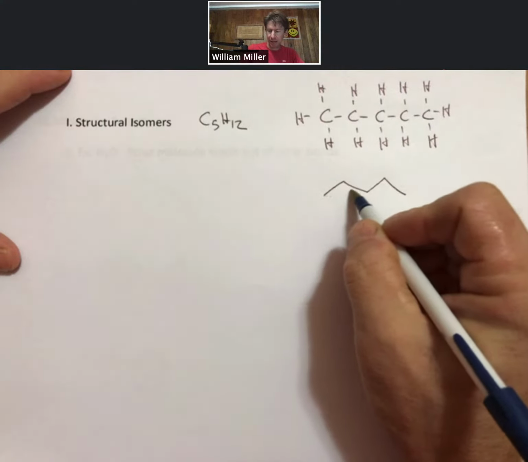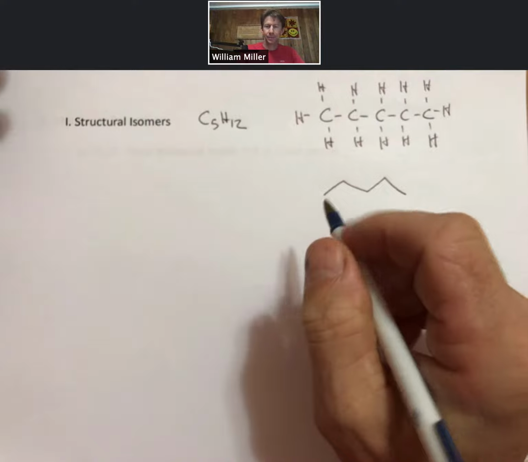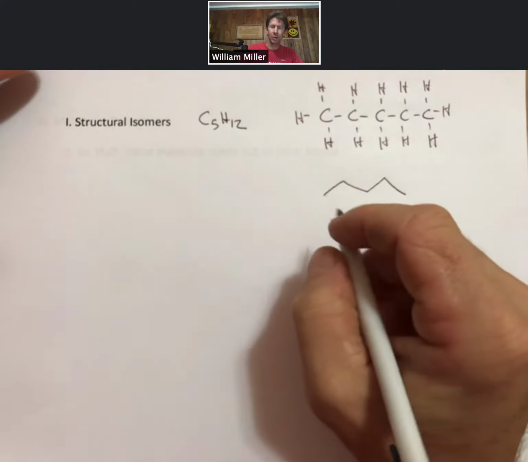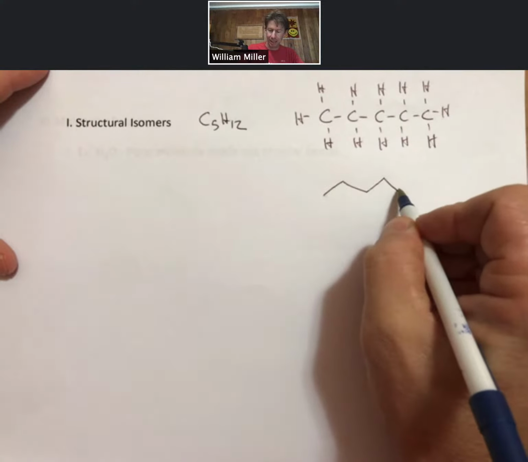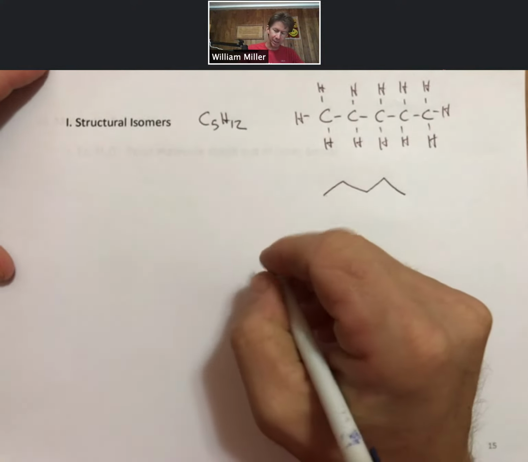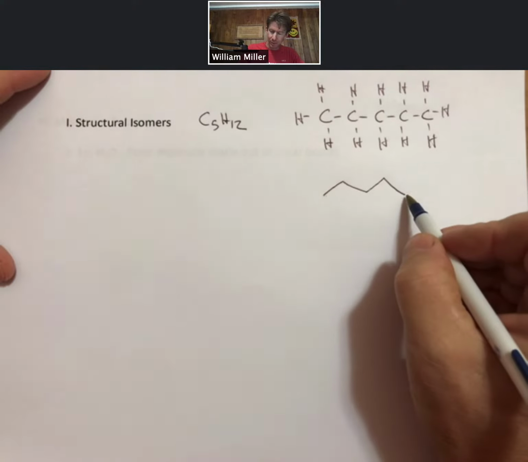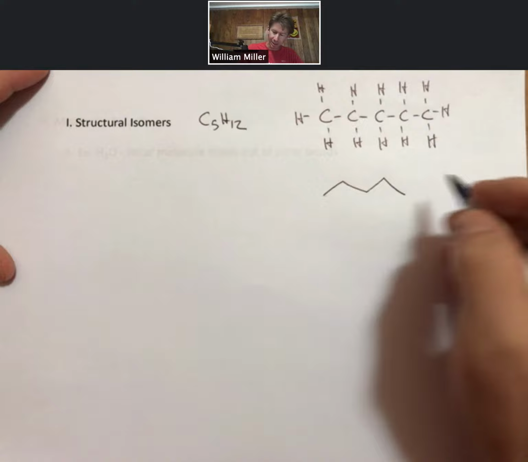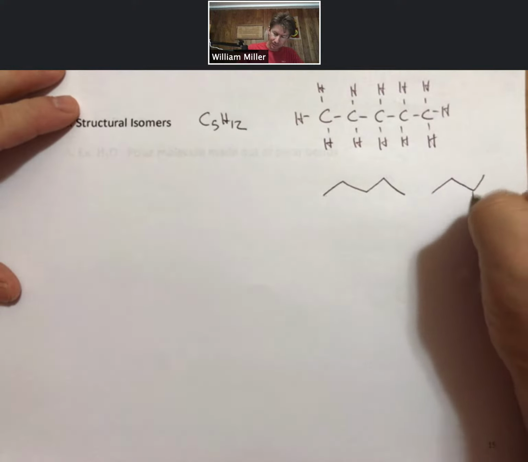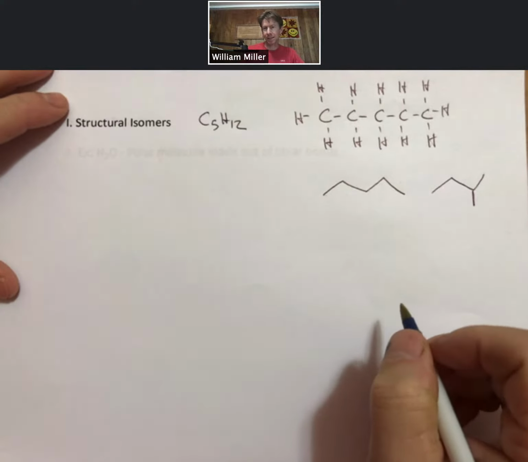Again, note the angle here being approximately 109, 120, somewhere in there. Something showing the zigzag nature of this bond. Then when you make an isomer, you take one off the end and reconnect it in the middle. That is a different molecule.